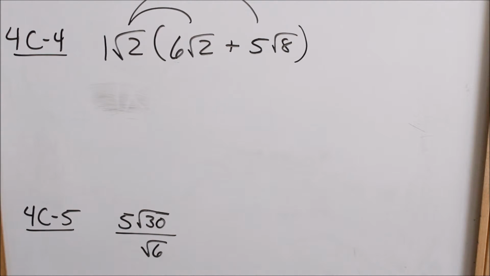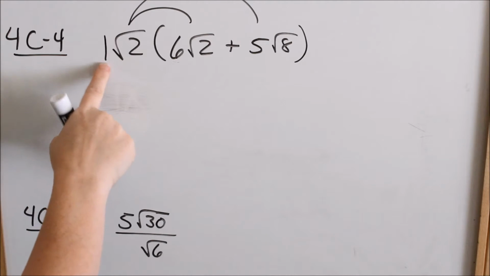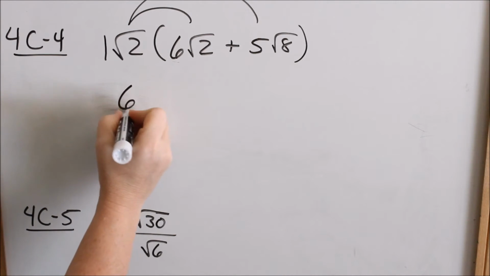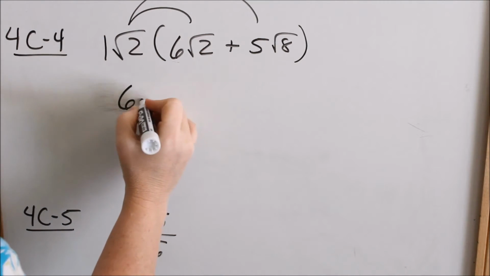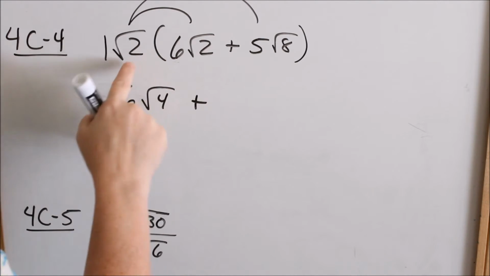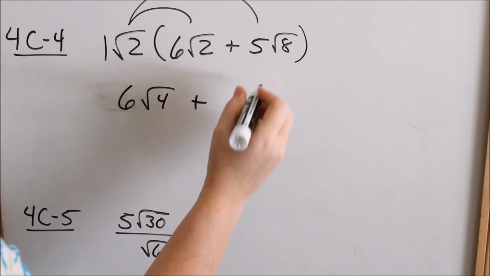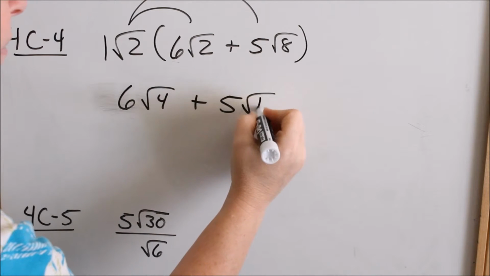So if you do numbers to numbers, radicals to radicals. So basically 1 times 6, that would just be 6. Radicals to radicals, square root of 4. Now let's distribute this to the next thing. Numbers to numbers, radicals to radicals.